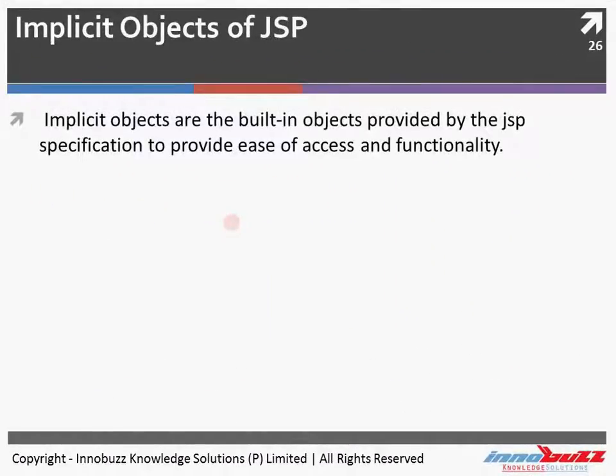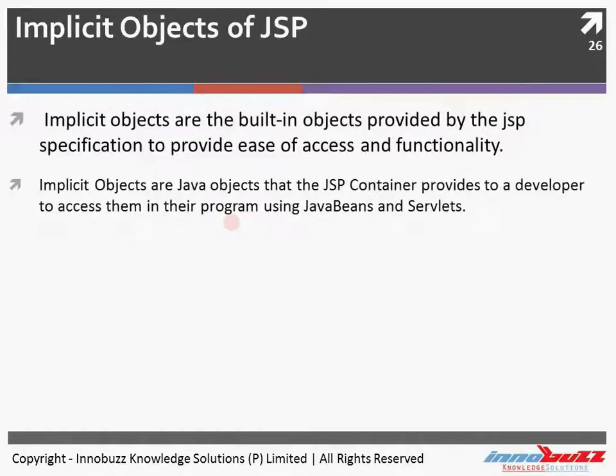So implicit objects are the built-in objects provided by the JSP. Built-in means that these objects are within the JSP container, which you can use in your JSP page. The specification provides them for ease of access and functionality. Implicit objects are Java objects that the JSP container provides to a developer to access them in their program using Java beans and servlets. There are 9 implicit objects of JSP, which we have seen earlier.